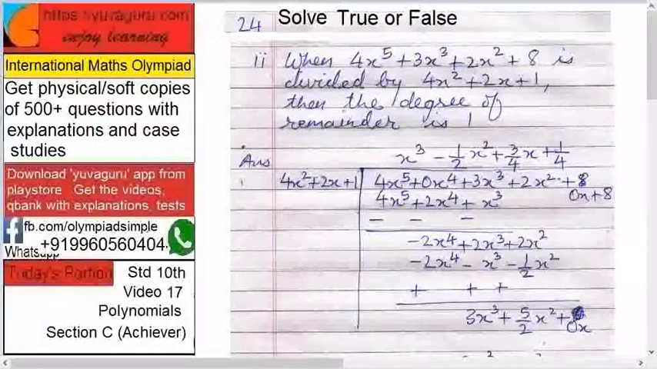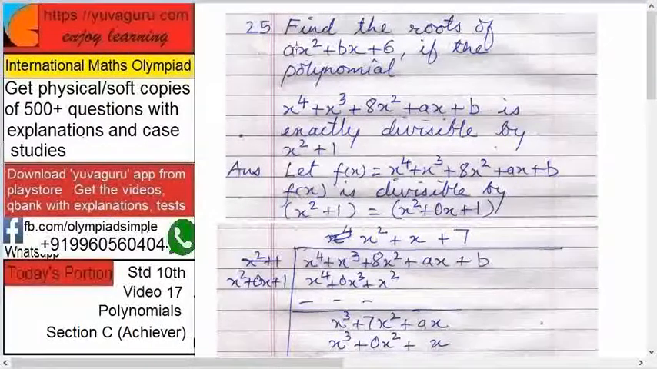Okay. Find the roots of ax square plus bx plus 6 if the polynomial x raised to 4 plus x cube plus 8x square plus ax plus b is exactly divisible by x square plus 1. See the target. What have you to do? See here, this full expression x raised to 4 plus x cube and so on is divisible by x square plus 1. It's given.